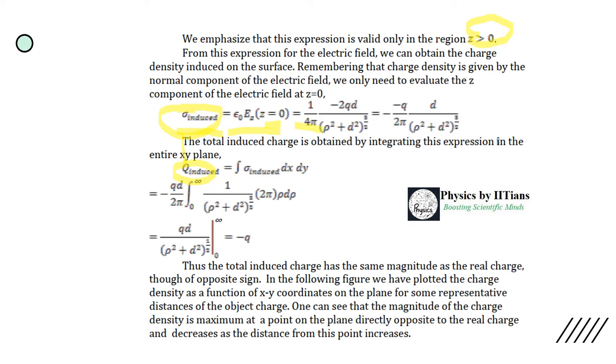So it will become 1 by 4 pi, minus 2 q d divided by rho square plus d square whole to the power 3 by 2. And that charge induced equals the integration of sigma dx dy, or sigma ds, which will become minus q. So the plus q charge has induced a charge of minus q on that conducting plane, so that the total induced charge has the same magnitude as the real charge, though of opposite sign. In the following figure, we have plotted the charge density as a function of xy coordinates on the plane for some representative distances.